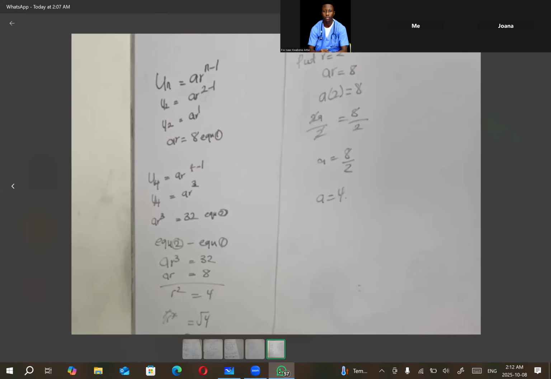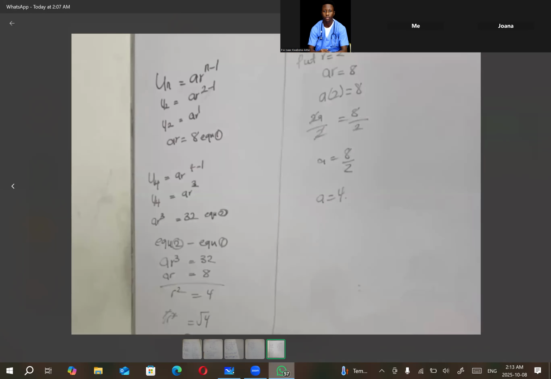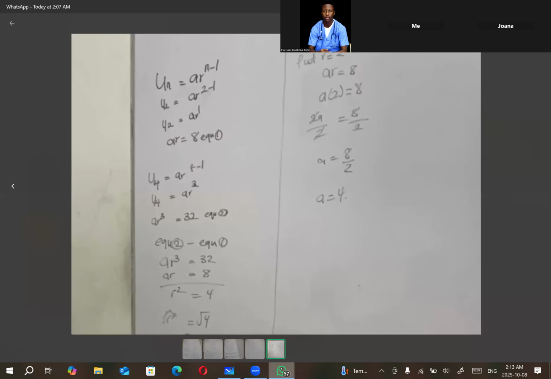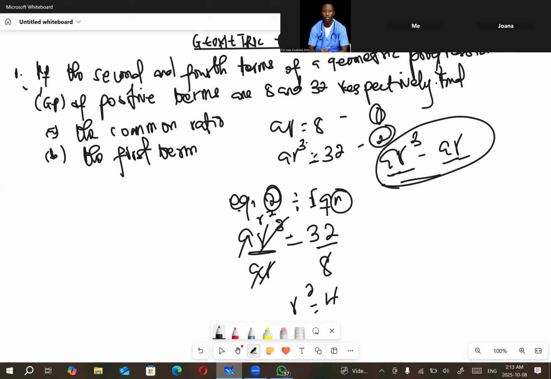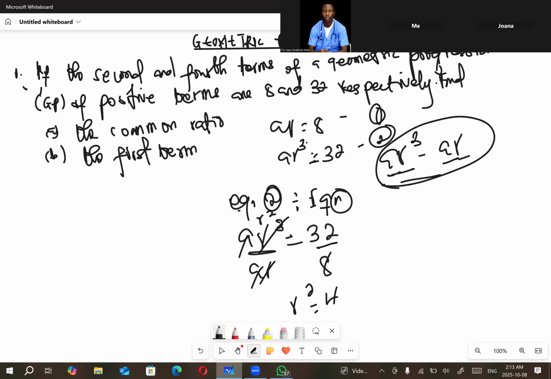Now, what was the question? After every solution, you have to conclude. Are you taking note of all these corrections? You don't leave it at this. So you have to conclude that therefore the common ratio is 2, and the first term is 4. You have to conclude. The solution was incomplete.